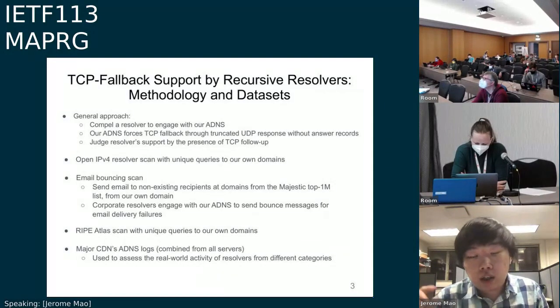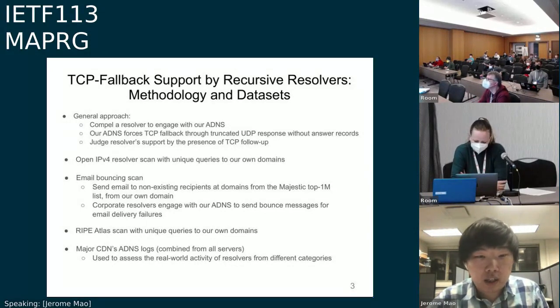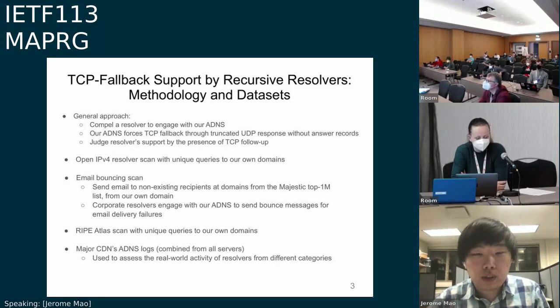The first one is an open IPv4 resolver scan with unique queries to our own domains. The second one, we use the bouncing message in the SMTP protocol. Our scanners send emails to non-existing recipients at the domains from the Majestic top 1 million list, from our own domain. Those mail servers won't be able to successfully deliver those emails, so they are expected to send bounce messages for the delivery failures back to our mail servers. So they have to query the MX records in our domain, and our ADNS are going to force the TCP fallback in those MX resolutions.